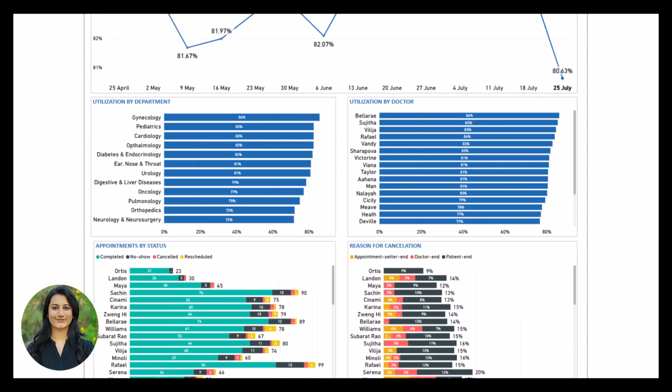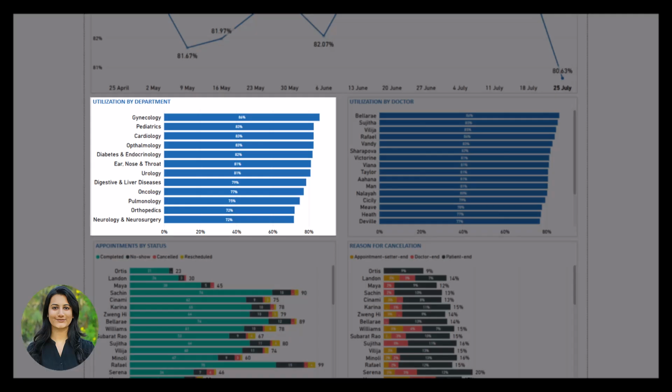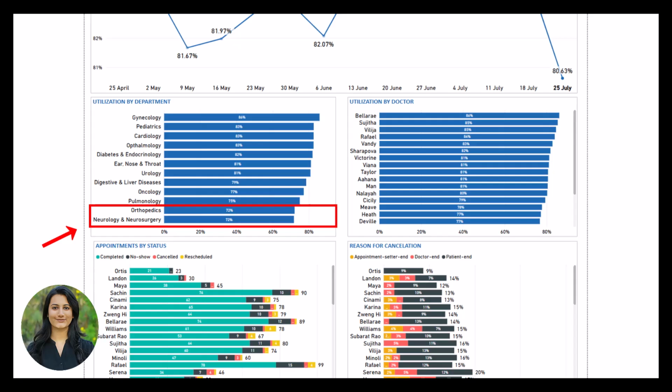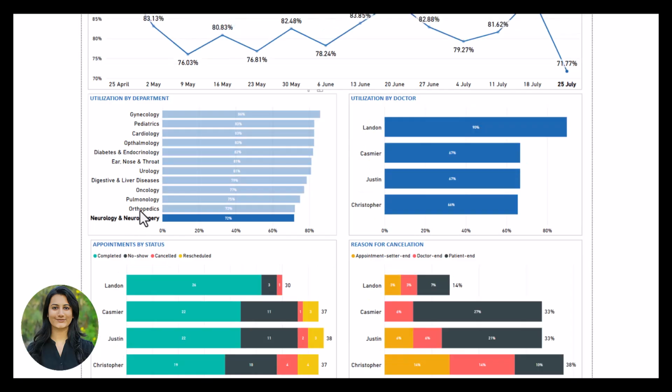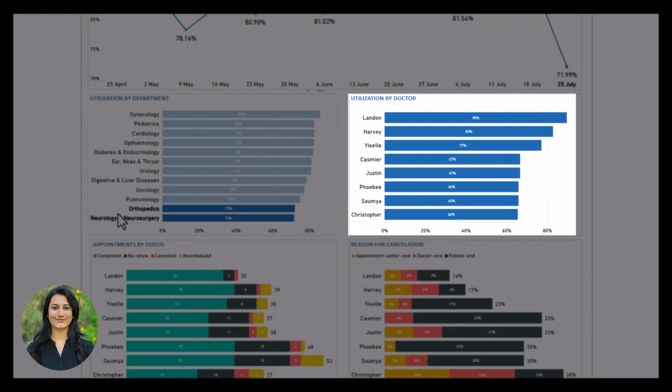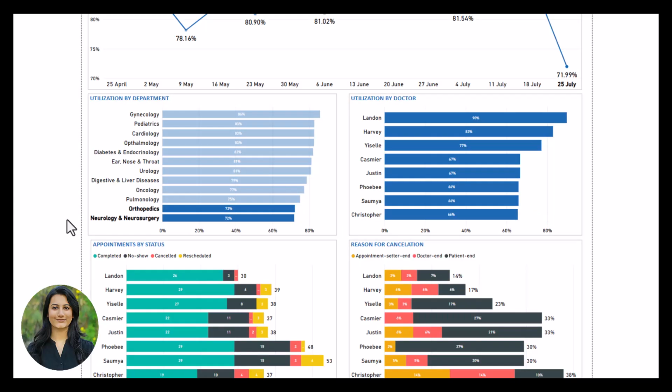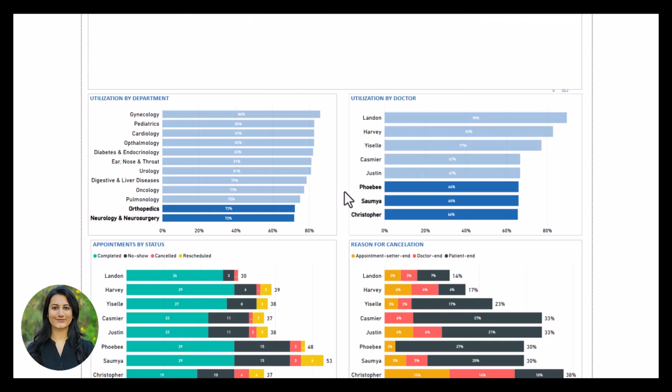To understand the reason behind the drop, let's start by exploring department-wise utilization for this week. We notice that these two departments are the least utilized. Let's click and select these two departments to analyze further. If we look at the doctor level visual, we notice that 3 doctors have lowest utilization in this week. This leads us to the next question: why their appointments are not going through? Let's select these 3 doctors to analyze further.